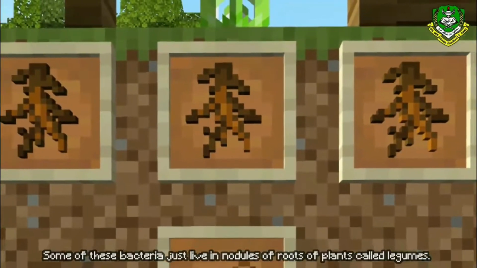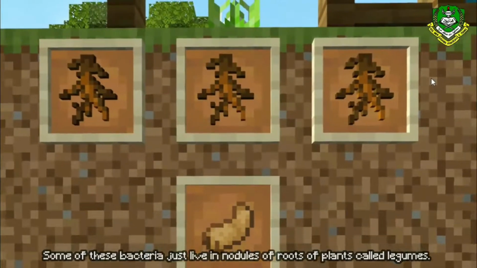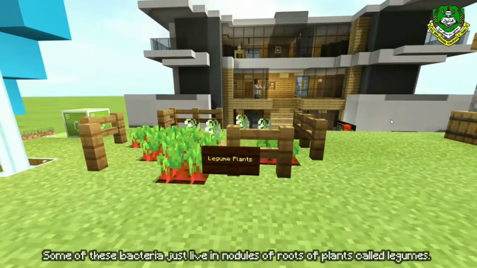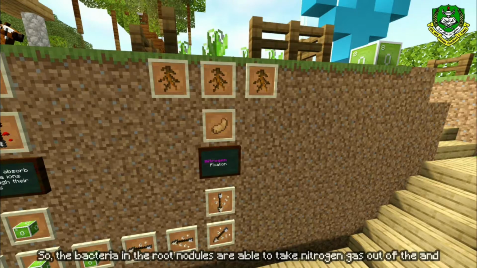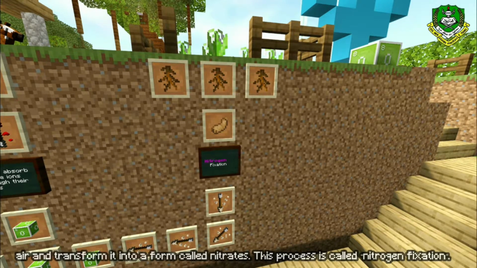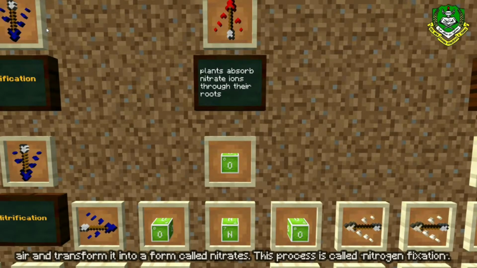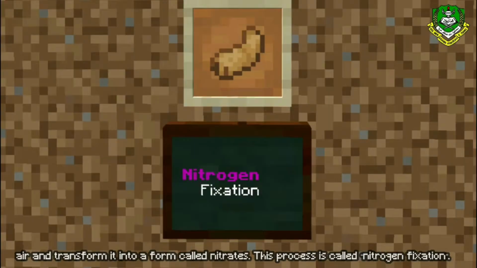Some of these bacteria live in nodules or fruits of plants called legumes. These are beans, peas, and clover. So the bacteria in the root nodules are able to take nitrogen out of the air and transform it into a form called nitrates. This process is called nitrogen fixation.